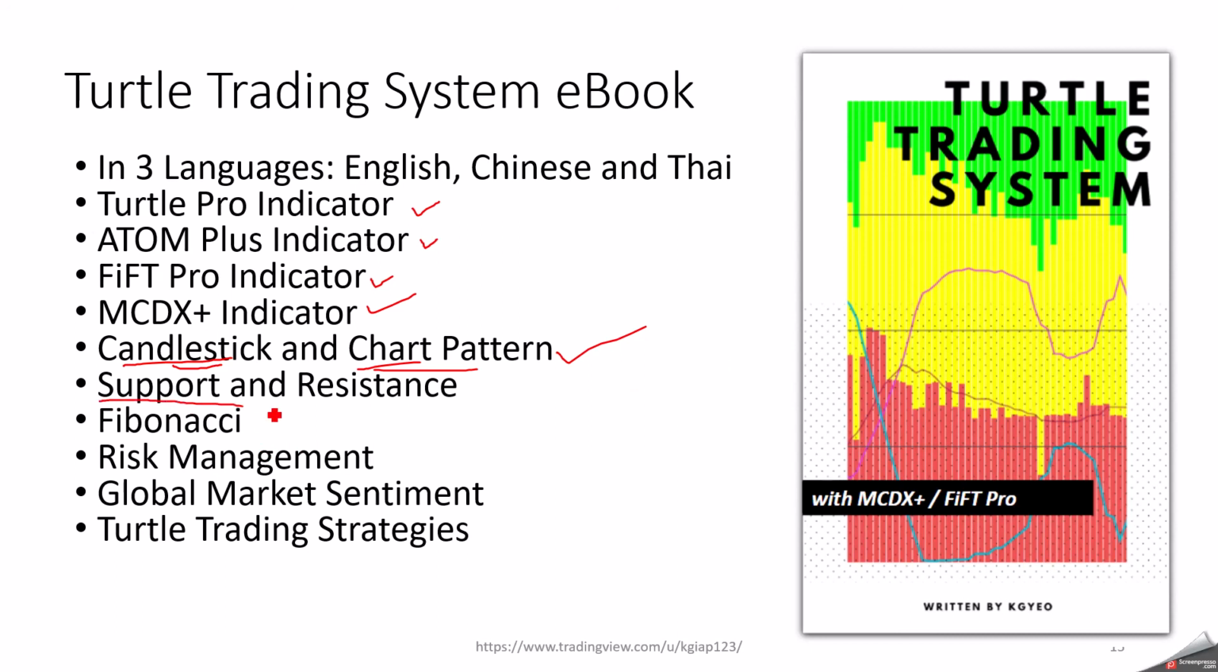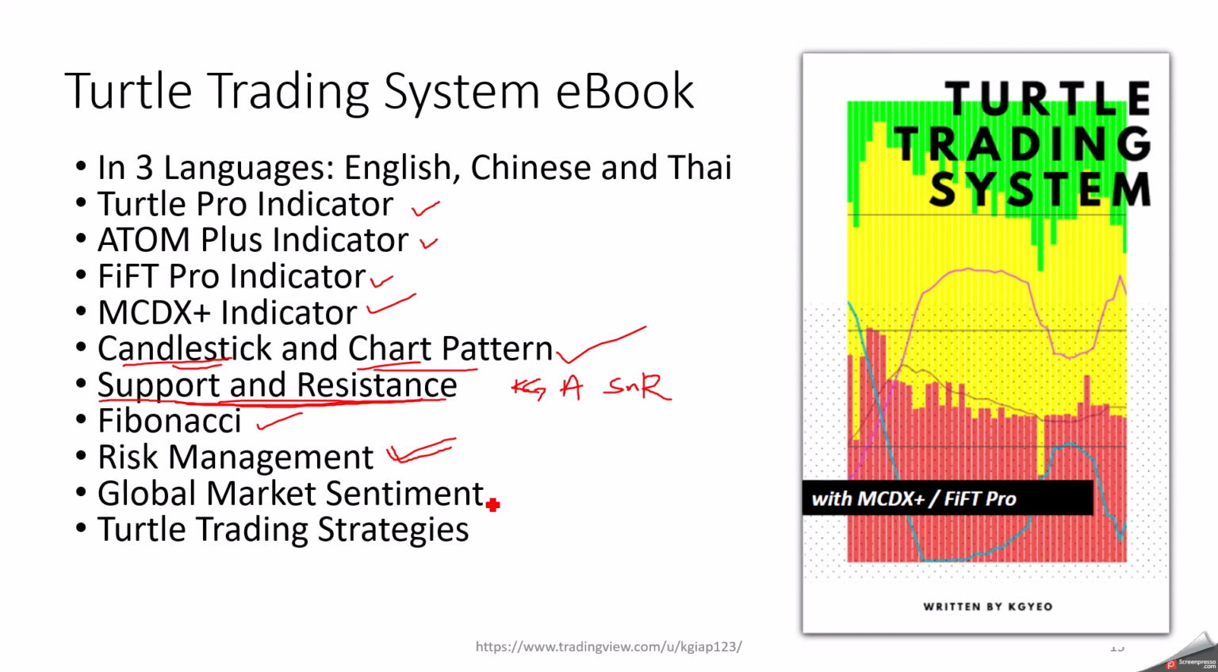And we have a unique way of drawing support and resistance. There's an indicator called KGSNR, KG Auto SNR, and this indicator will automatically give you a guideline on where the potential support and resistance are. You still need to draw, but this indicator will suggest certain levels that are good to have as support and resistance. And then we have Fibonacci, and we have a risk management system. Of course, risk management is one of the important topics we also cover in here.